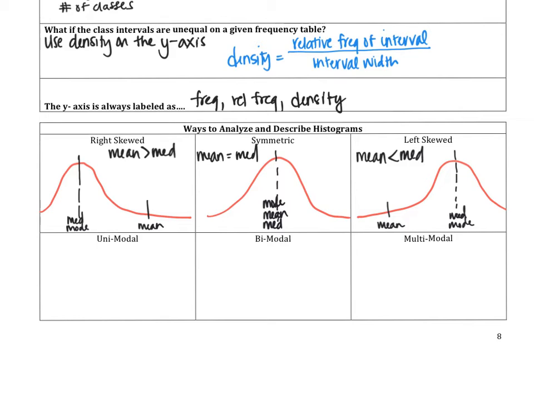So those are some descriptors in regards to shape. So these are all descriptors for shape.